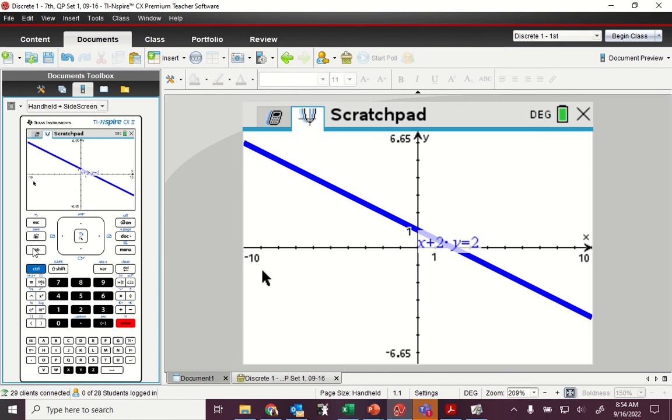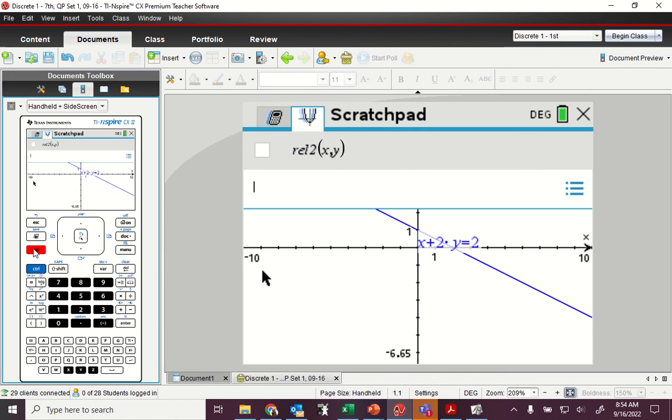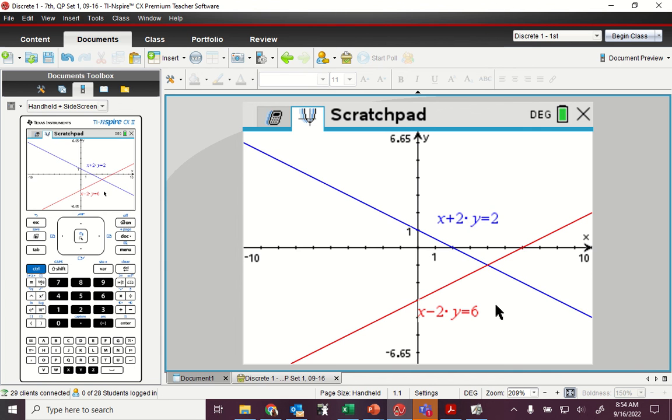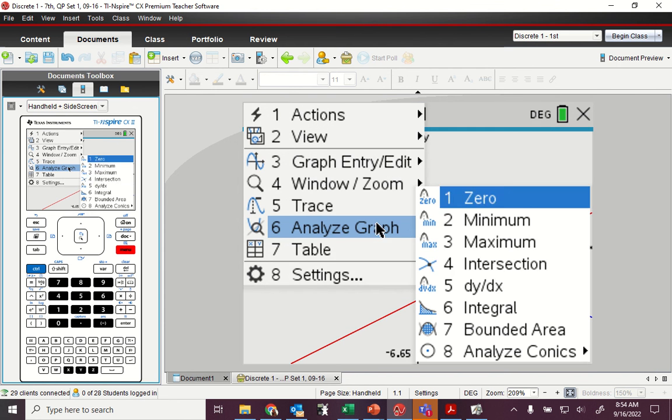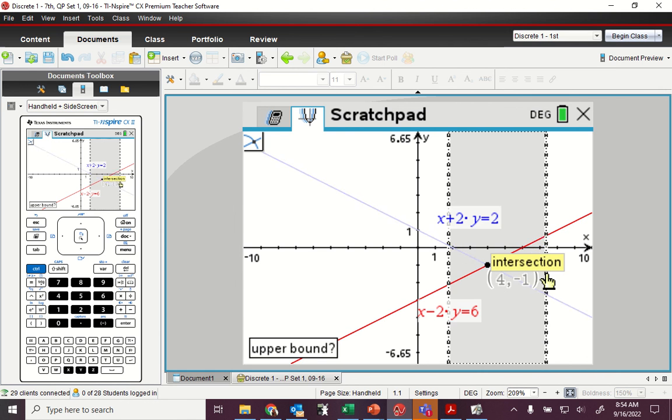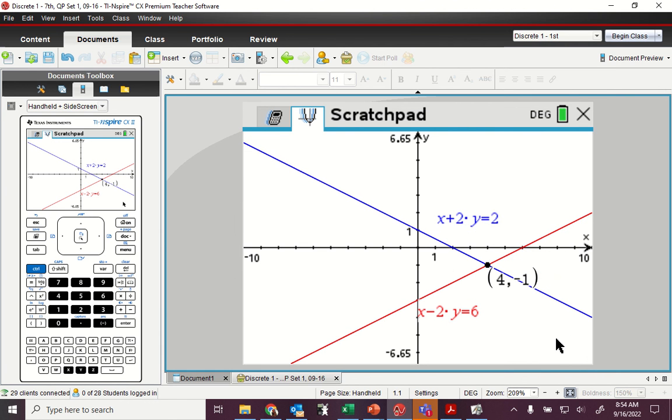And hit tab. I open up another one. I get x minus 2y equals 6. Enter. And look, I have nice pretty lines. They're crossing right there. So menu, analyze, intersection. There we go. And look, when I came around, looks like everyone actually did get the answer of 4, -1.